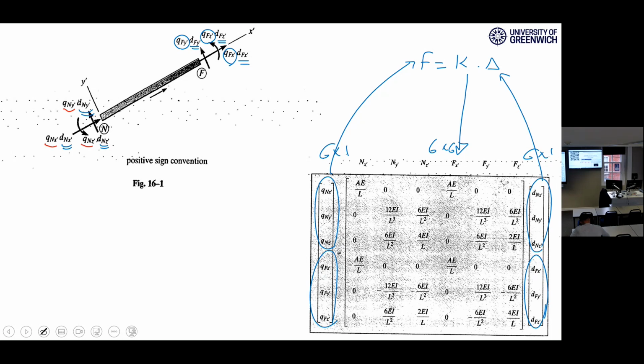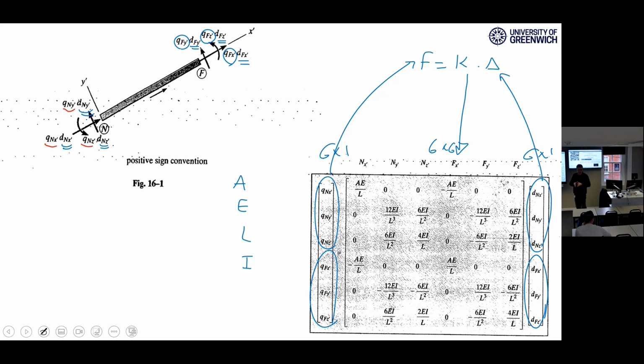Okay. To be able to fill in the stiffness matrix, you need to know A, E, L, I, whatever, what else? Nothing. You need to know A, section area, E, modulus of elasticity, I, second moment of area, and L, length of element, right?